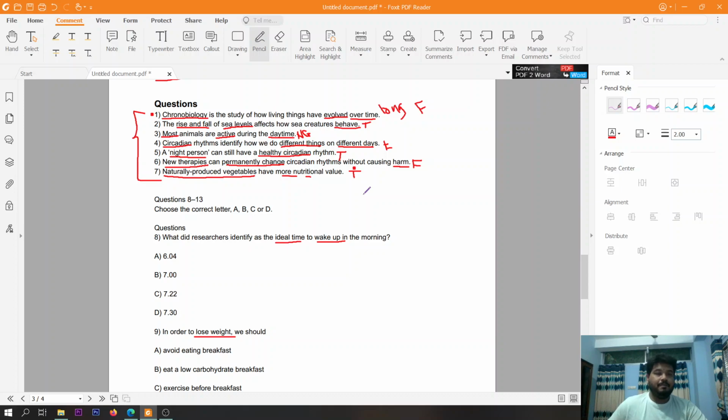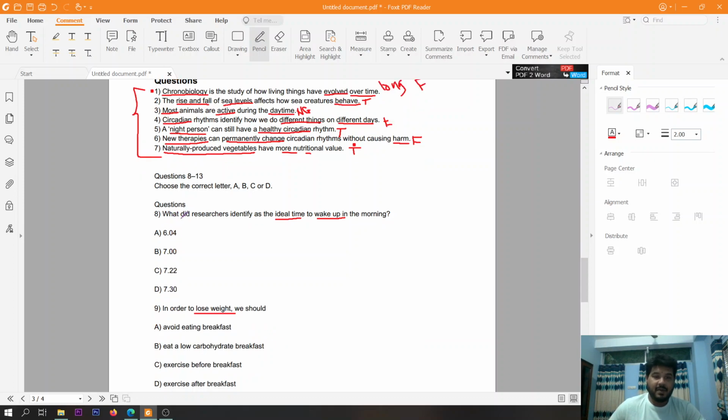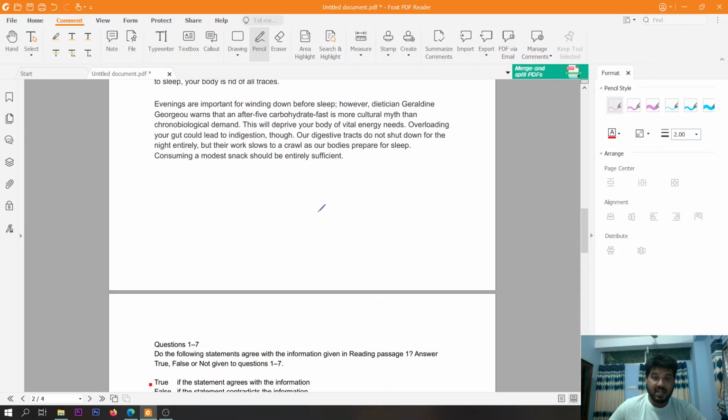All right, so question number 8. Now here we move on to the MCQ type of questions. Question number 8 says, what did researchers identify as the ideal time to wake up in the morning? Here I have identified two key phrases: one is ideal time and the other is wake up. So let's go back to the passage and find out.